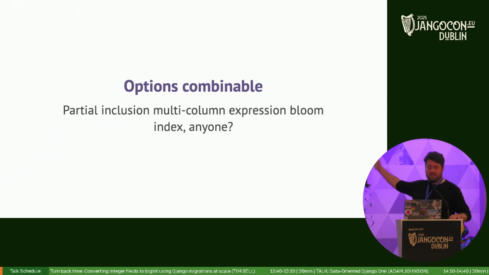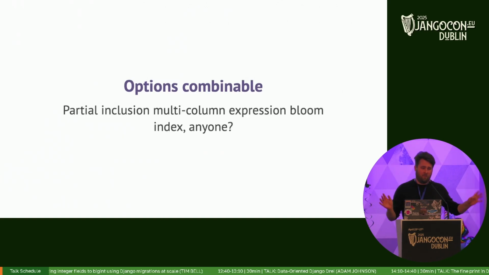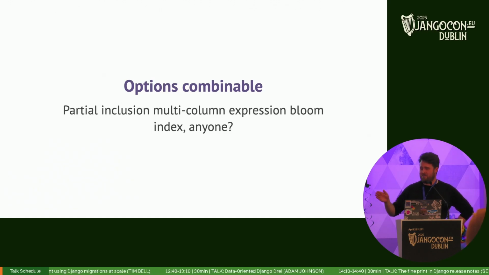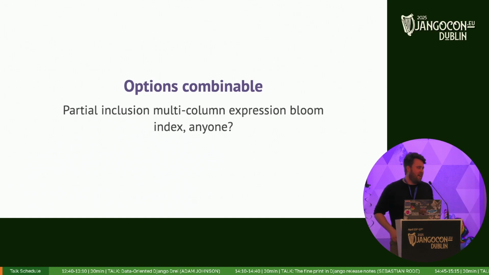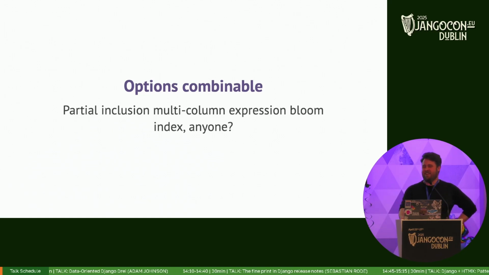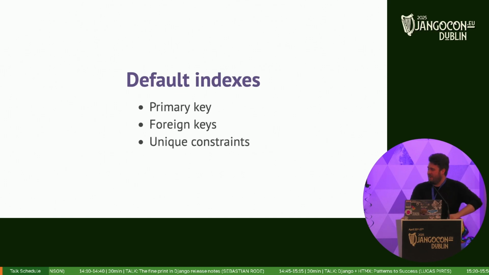And all these options I just discussed, you can combine them all at will. You can get a partial inclusion, multi-column expression Bloom index if you need. How do you know you need it? That's a big question. We're going to discuss it shortly.